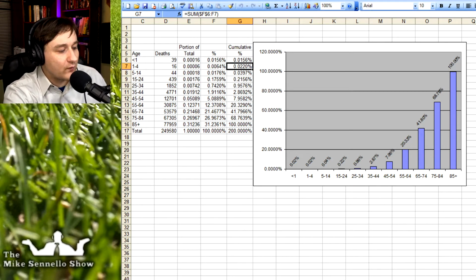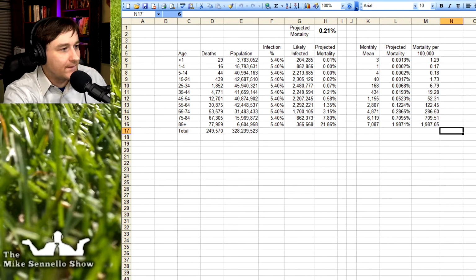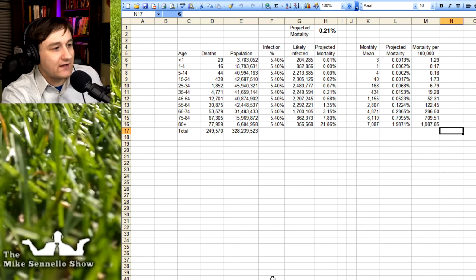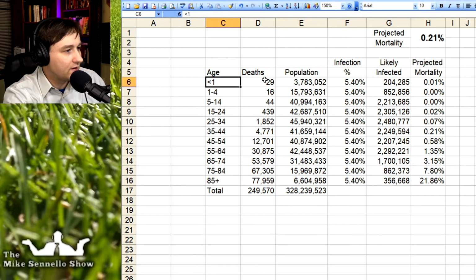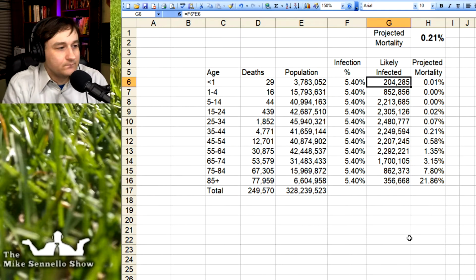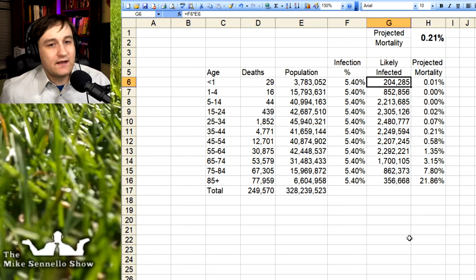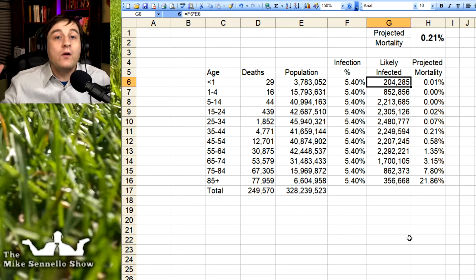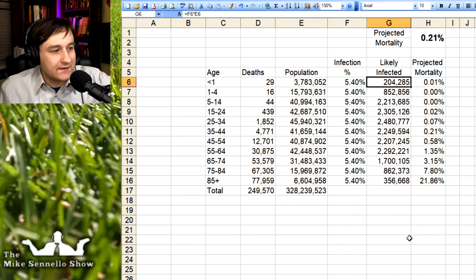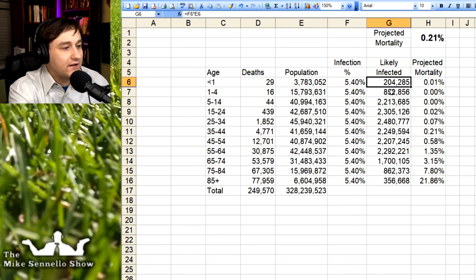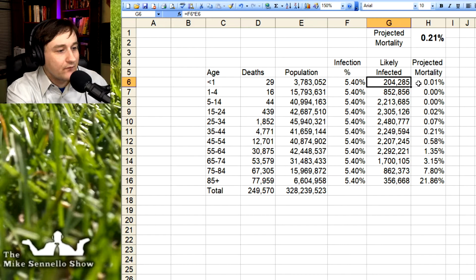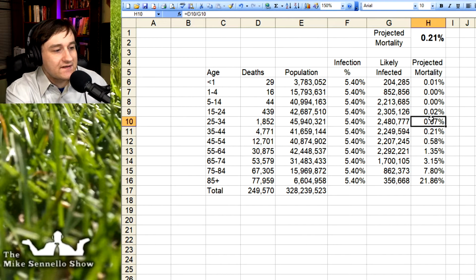So remember what we did with that 4.2%. Right, so we projected our mortality. We can project our mortality now by age. So before we had 0.21%, and I'm going to zoom in to 150% so we can see this a little easier. So in all likelihood, if we're saying that 5.4% is what we're going to extrapolate to the whole of the entire period to get those 29 deaths, the likely infected is around 200,000, and our projected mortality, say for under age 1, is 0.1%. So now we're starting to really see what things look like long term.